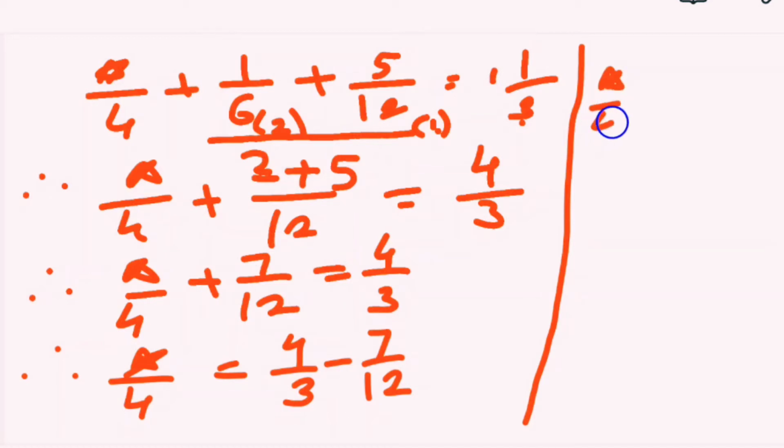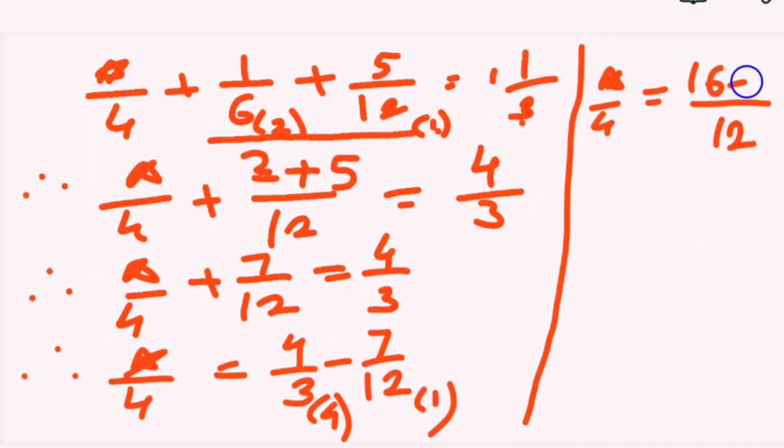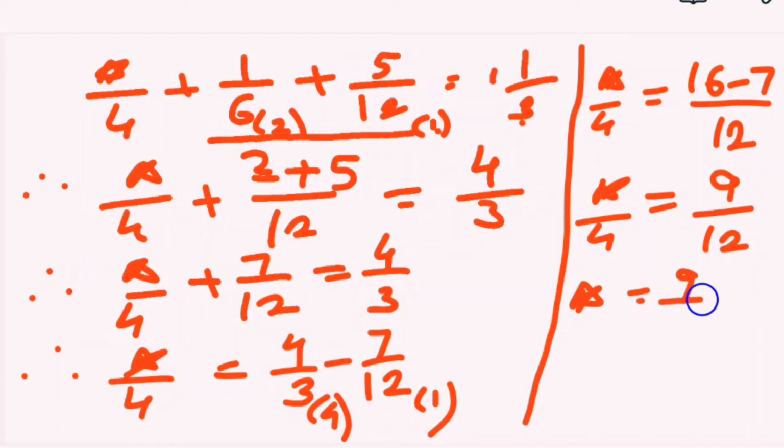Star by 4 is equal to, LCM is 12. So here multiply both denominator and numerator by 4 and here by 1 to make the denominator 12. Here 4 into 4 is 16, minus 7 ones are 7. So 9 by 12. Star by 4 is equal to, so star is equal to 9 by 12.